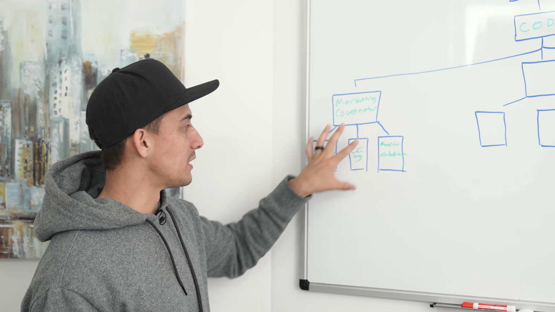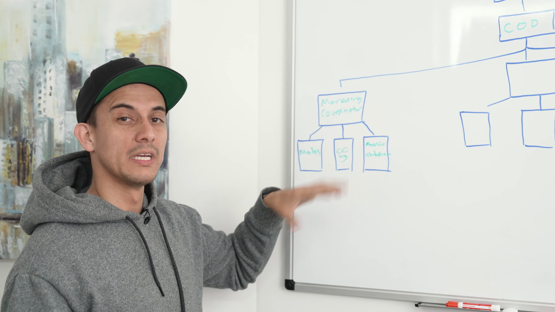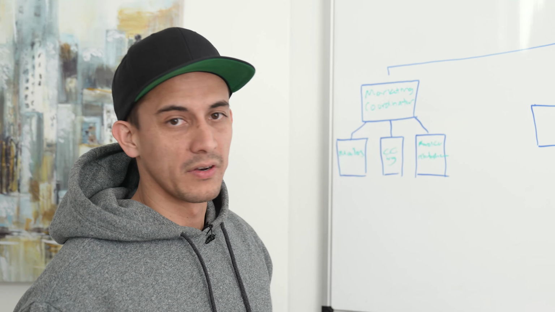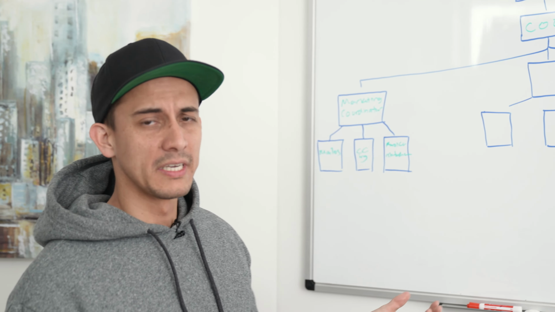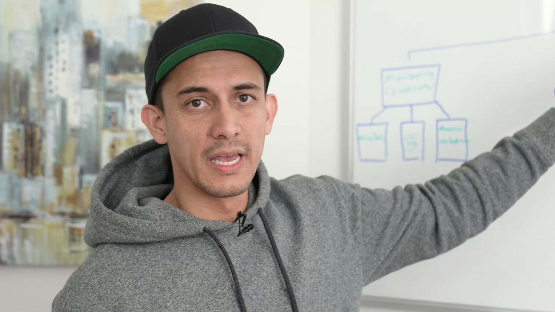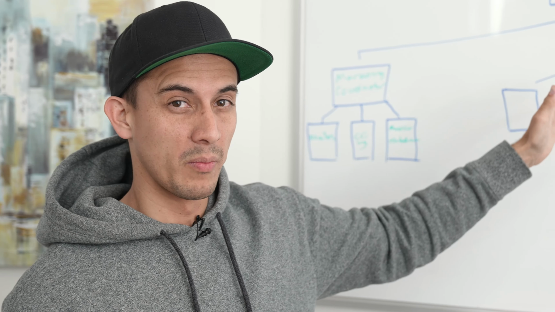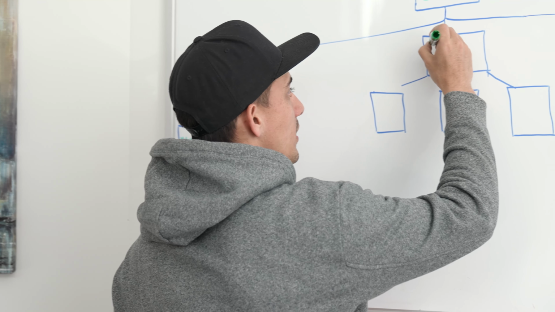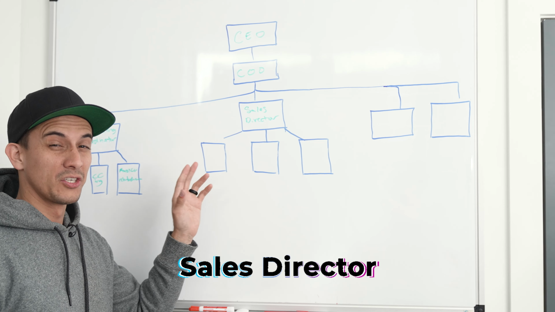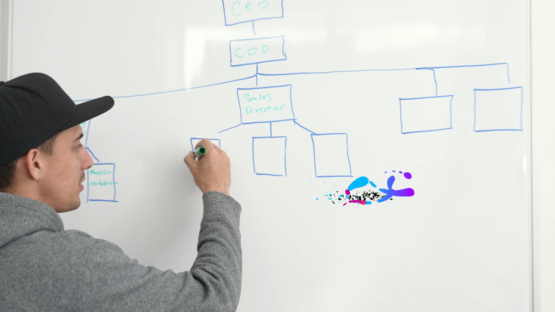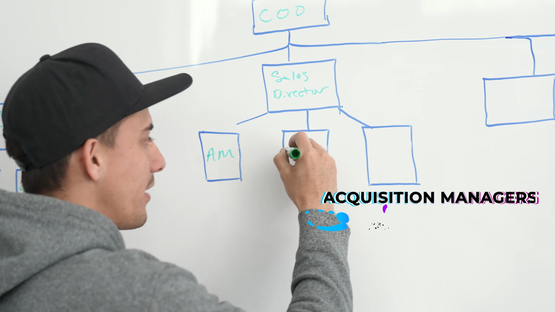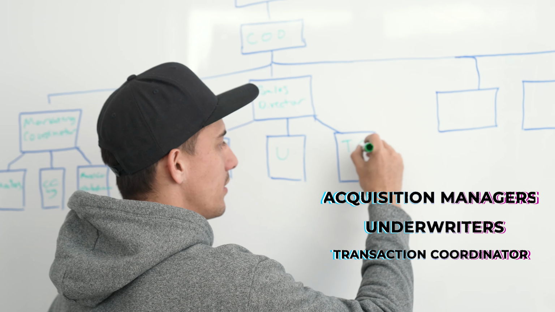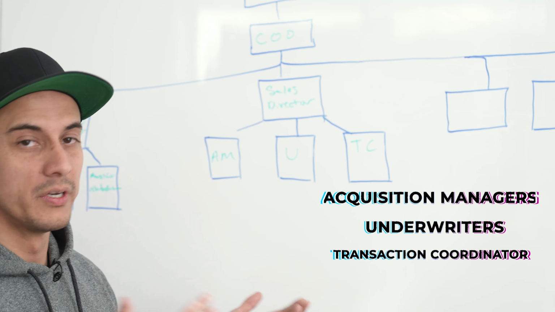Everything that happens here, he's responsible for producing a certain amount of leads every single week to the COO. Next, let's say we get a deal under contract, or we have a deal that comes through as a lead. It's then the responsibility of the sales department. That's the next role and responsibility for the company. We're going to call them the sales director. Your sales director is going to oversee your acquisition managers, the underwriter, and the transaction coordinator, or what we also call a due diligence coordinator.